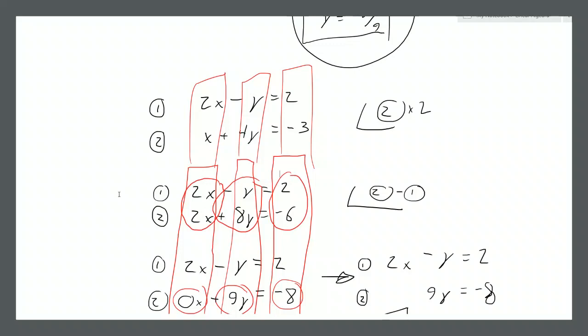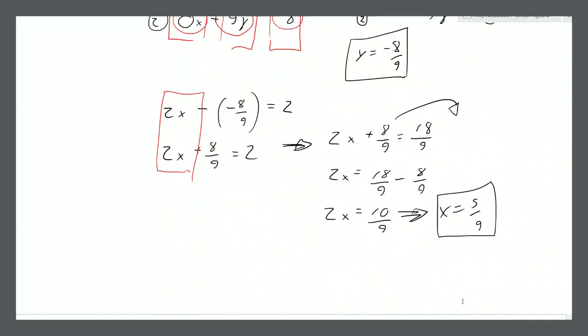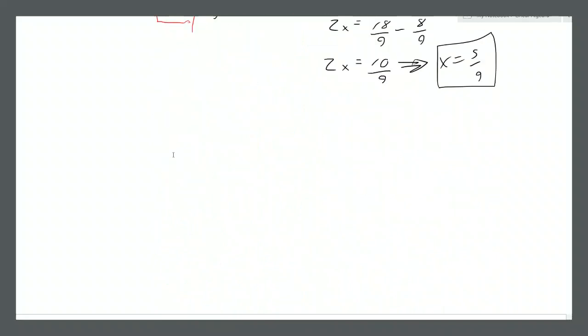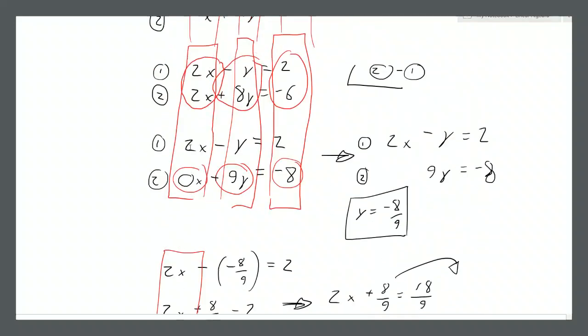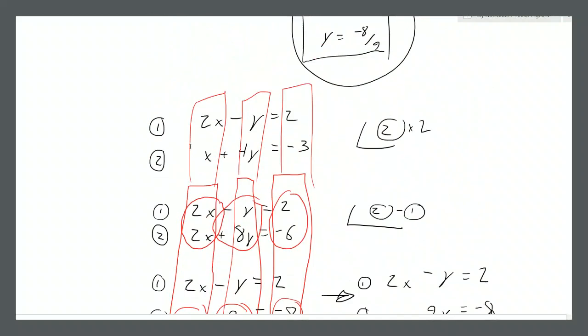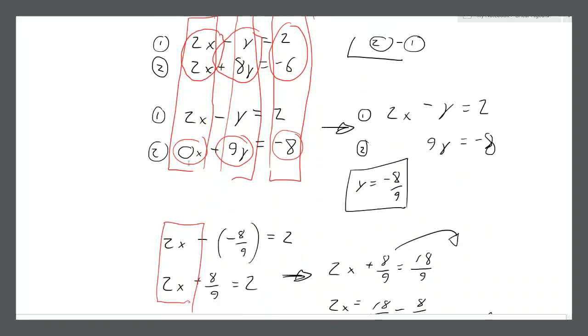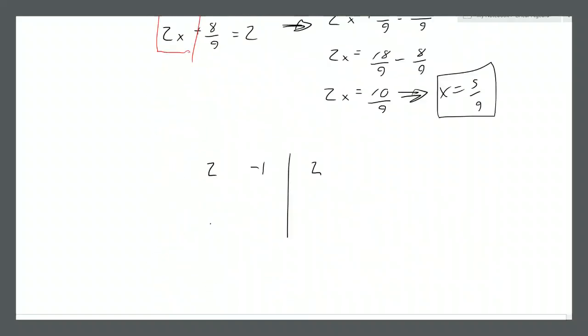So instead of 2x minus y equals 2, we're just going to write 2, oh, let me change the color here. We're just going to write 2, minus 1, and then a bar, and then 2. And then instead of x plus 4y equals negative 3, we're just going to write 1 for the 1x, and then a 4, and then a negative 3. 1, 4, negative 3. Okay? And this is our matrix.